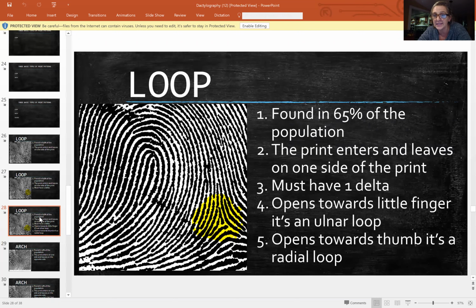If the loop opens towards your little finger, it's called an ulnar loop. If it opens towards your thumb, it's called a radial loop.